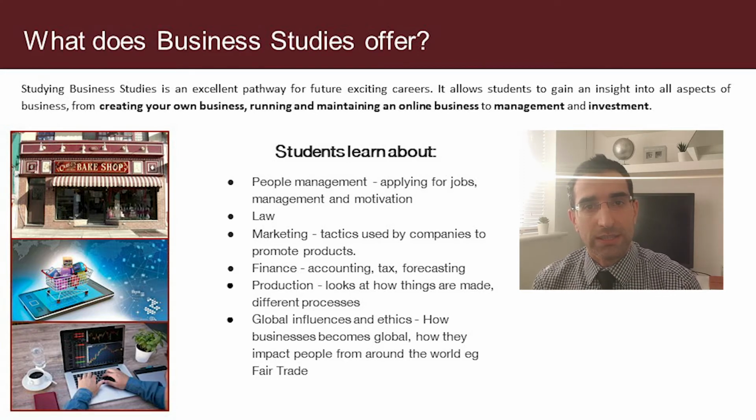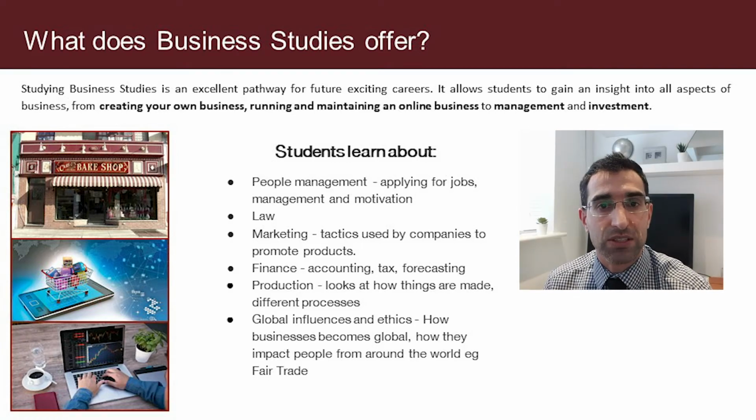To begin with, let's have a look at what students actually learn about. So in the center of your screen, I've given you a bullet pointed list of just some of the key areas that are covered on this course. We've got people management, law, marketing, finance, production, and then finally global influences. Each of these units actually encompasses many different career prospects for the students. What I mean by this is, if a student was to take business studies, that doesn't necessarily mean you're going to go and just start a business in the town centre. No, you might go into accountancy, you might go into law.